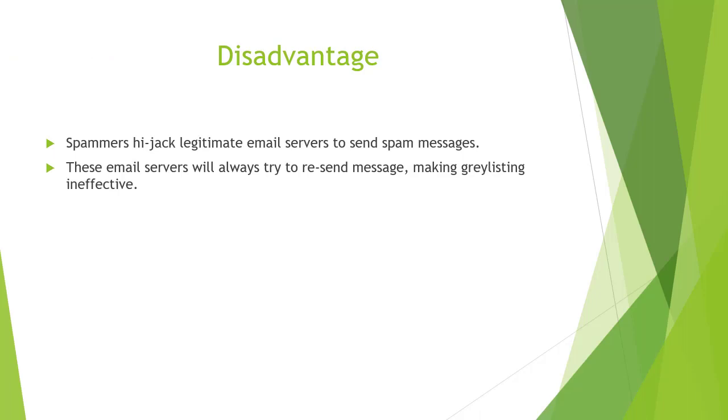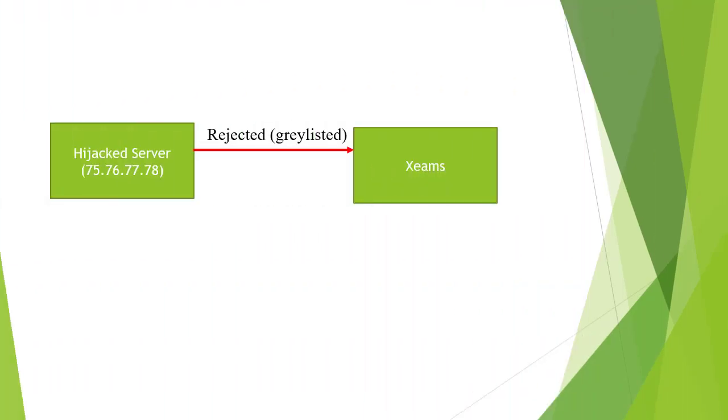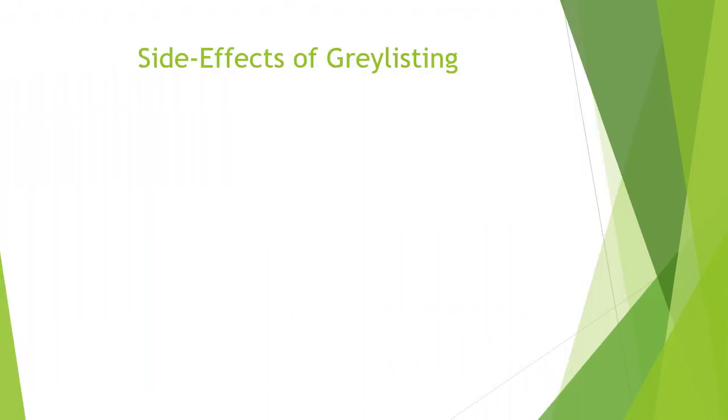Graylisting was created when spammers used to send many emails and did not care who received the message. However, nowadays, spammers hijack legitimate email servers and use them to send malicious messages. These servers will always try to resend the message, making graylisting ineffective. Additionally, graylisting has a few side effects.